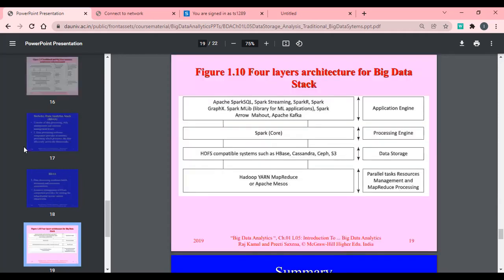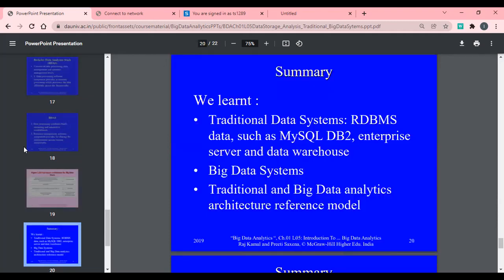So next, there is a 4-layer architecture of big data: Apache Spark, HDFS, and Hadoop YARN MapReduce methods. These are the 4-layer big data stack. Apache Spark and HDFS. Next is Hadoop YARN MapReduce methodologies that we are going to use. Finally, we go for the summary.